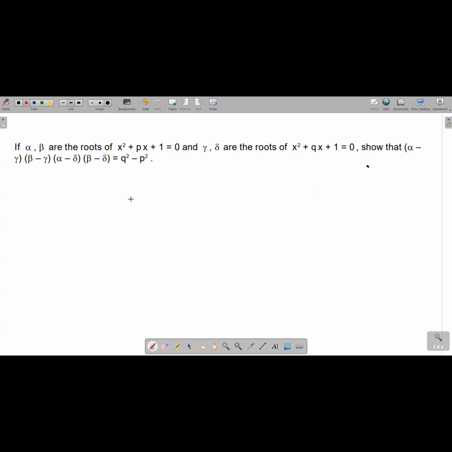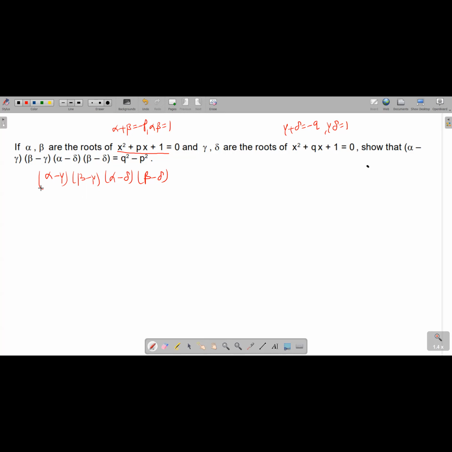Okay, let me do. See, the question says that alpha, beta are the roots of this. It means that we can find the sum of the roots and the product of the roots. Correct? Gamma and delta are the roots of this. So we can again find the sum of the roots and the product of the roots. Now we have to find the value of this: alpha minus gamma into beta minus gamma into alpha minus delta into beta minus delta.